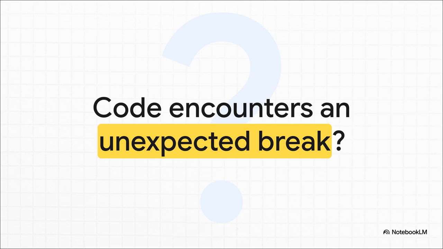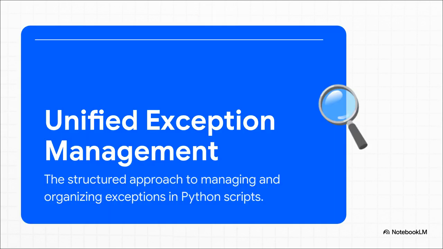Because real-world data is messy. Users type the wrong things, files mysteriously go missing. We absolutely have to be prepared for all of it. Well, that is exactly where unified exception management comes in. Basically, it's the structured approach to managing and organizing exceptions within your Python scripts. It means that instead of just slapping a random, frantic Band-Aid on errors exactly as they pop up, you have a cohesive, predictable system built in right from the very start. A system for catching and handling things when they inevitably go off the rails. It's really about turning that sudden crash into a smoothly managed detour.